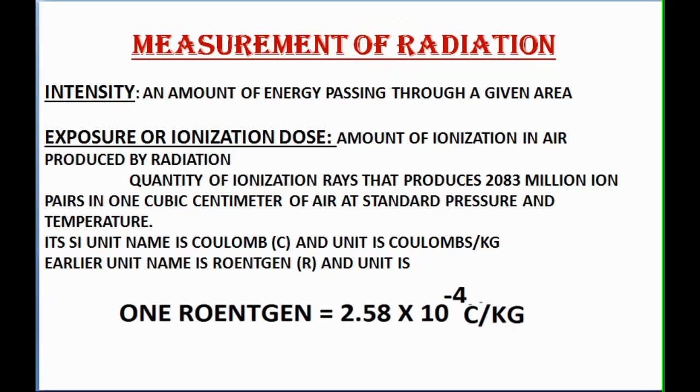Measurement of radiation. Intensity is an amount of energy passing through a given area. Second one is exposure, or ionization dose. This means the amount of ionization in air produced by radiation. The amount of ionization in air produced by radiation is exposure.